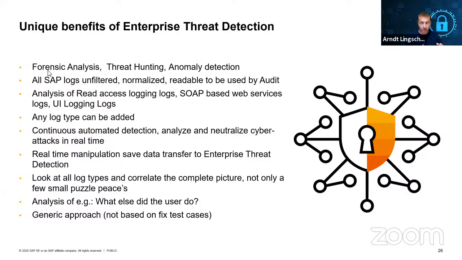Right, so what makes enterprise threat detection so unique? It is really the forensic analysis for all the SAP events. We can go for threat hunting like in any other generic SIEM solutions, but tailored to the needs of an application. And as well, we can do the same anomaly detection we know from other generic SIEM solutions. And then we get all the SAP logs completely unfiltered, normalized in a readable format to be used by audit. And we can add any kinds of logs to enterprise threat detection, like the read access log, for example, where we can look at each and every single screen field and see if a user manipulates any kind of information like salary information, and even add the UI logging log, which is even more enriched on information, and then we can continue with analyzing this information as well.